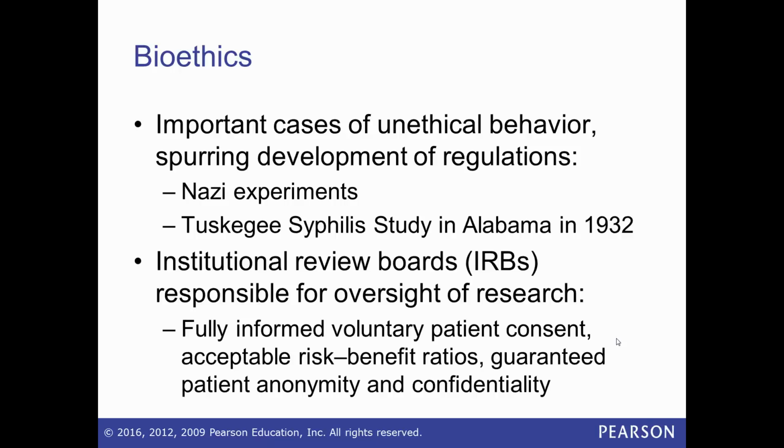But all of these different cases resulted in the development of something called an institutional review board. These are at every university that does research. And what they're responsible for is the oversight of this research. And the guiding principle is that people participating in these studies need to be fully informed, voluntary. It has to be fully informed voluntary patient consent. The study has to have acceptable risk-benefit ratios and has to guarantee patient anonymity and confidentiality.